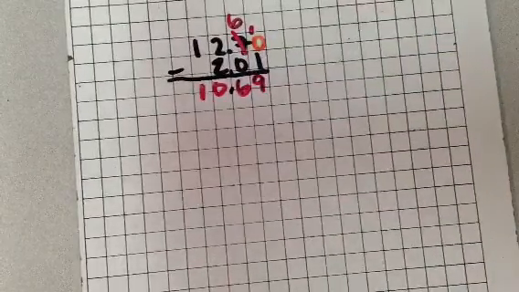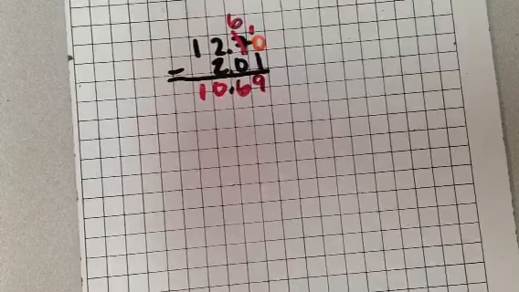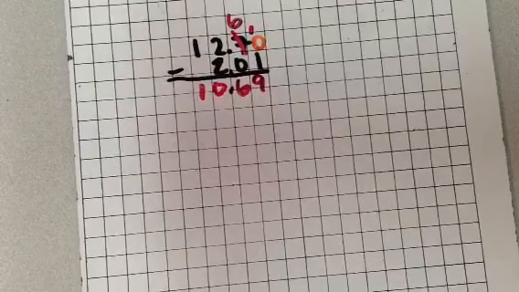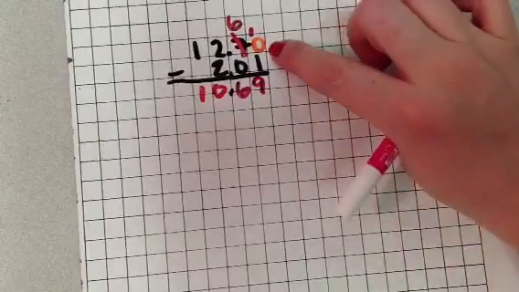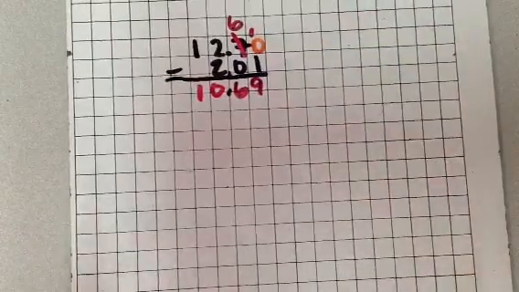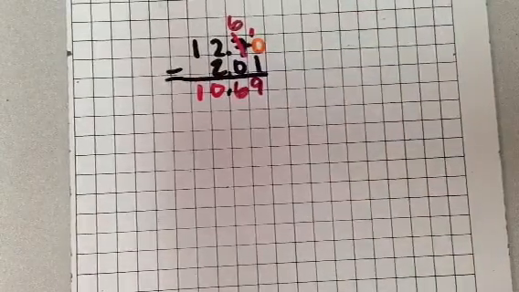Okay, so the keys to subtracting: lining up the decimal, adding zeros if you need them, adding those unnecessary zeros, and you still have to borrow like it was whole numbers.